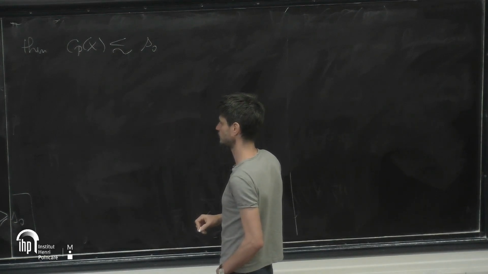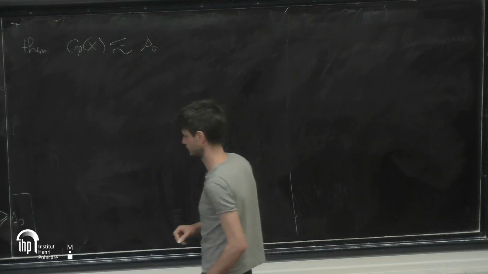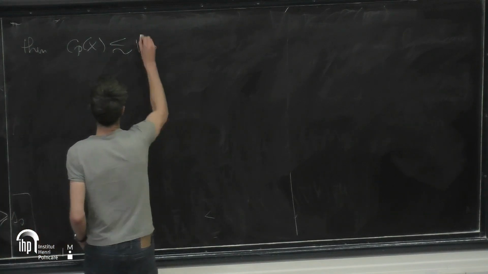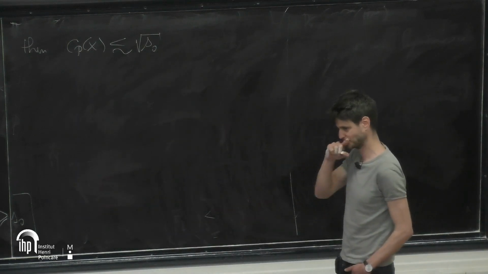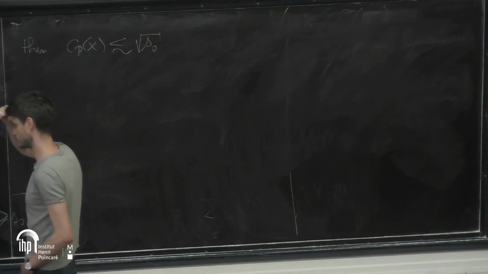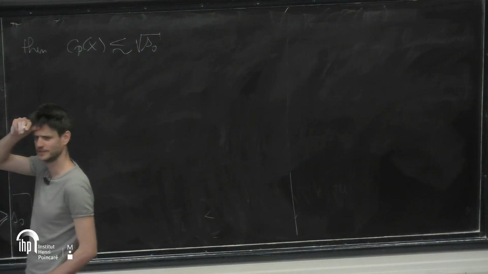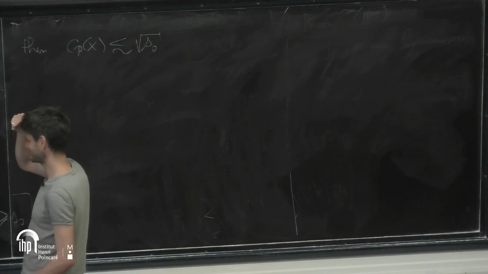Yeah, something is wrong. So it was, yes, square root of s naught. Okay. So this he proved, so I don't do it. So he kind of made a mess of the proof, right? No. No. Okay.